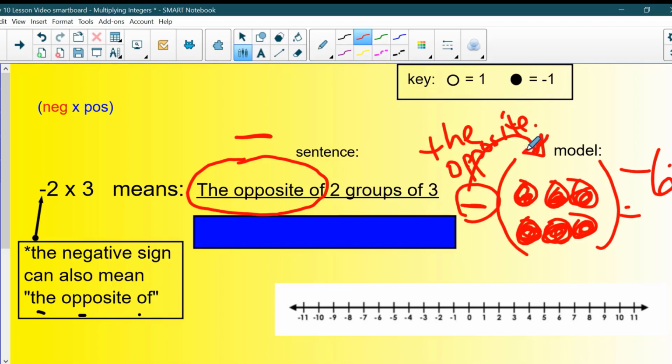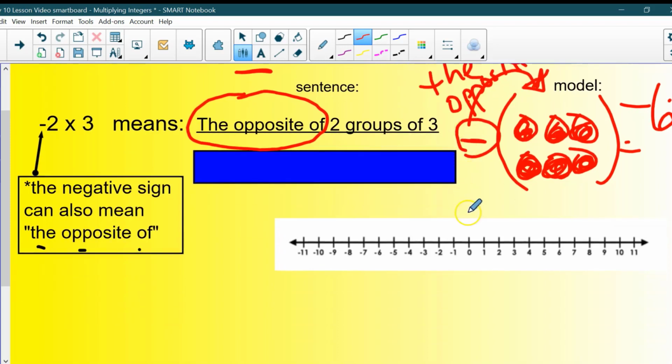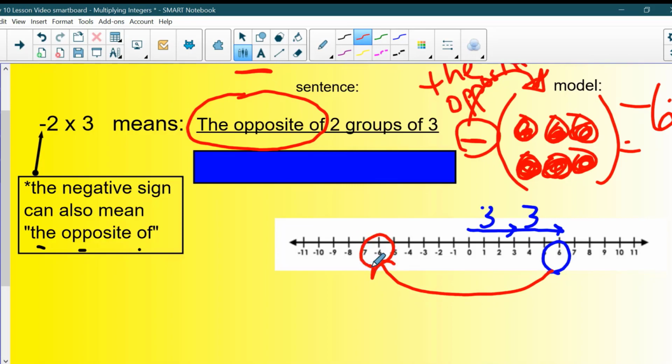to yourself. How do we do that on the number line? So again, we want the opposite of what? 2 groups of 3. So how do I show 2 groups of 3? Well, here's 1 group of 3 and 2 groups of 3, right? That was 6, but we wanted the opposite of that, which made it -6. So we wanted the opposite of.